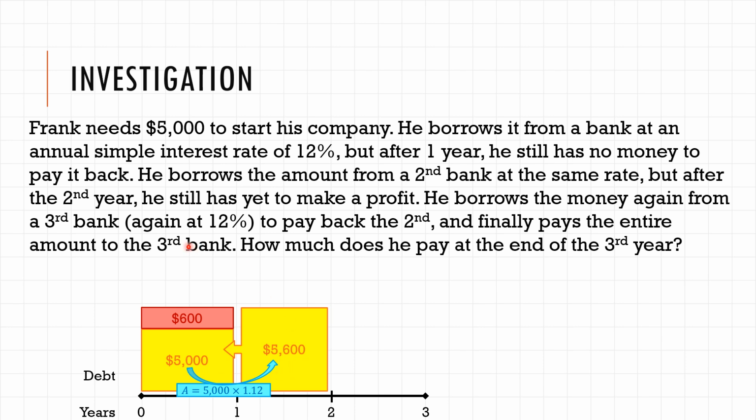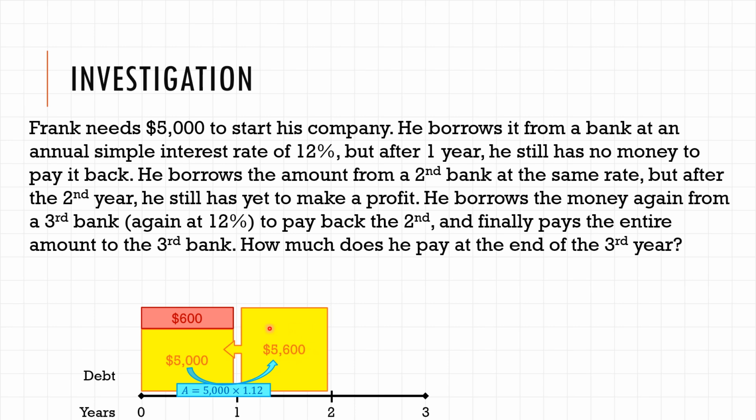And so he goes to a third bank and again borrows another amount of money. How much money would he have to borrow to pay back this loan? Remember, he owes $5,600, but it grew at the same rate. It grew by 12% as well. So how much money does he have to pay back?